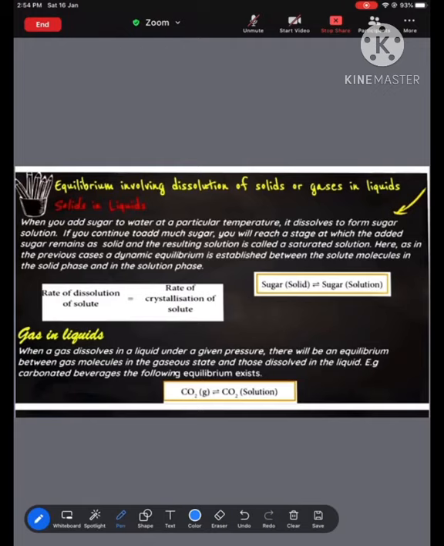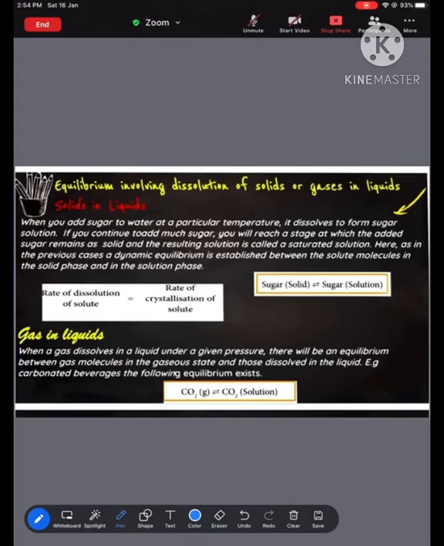There is going to be a dynamic equilibrium established between the solute molecules in the solid phase and the solution phase. So what happens? The rate of the dissolution of the solute, which is the sugar solid, is equal to the rate of the crystallization of the solute in sugar. So sugar in solid will be in equilibrium with sugar in solution.